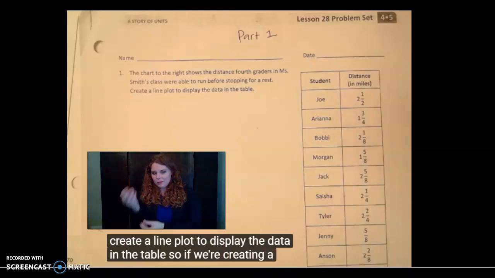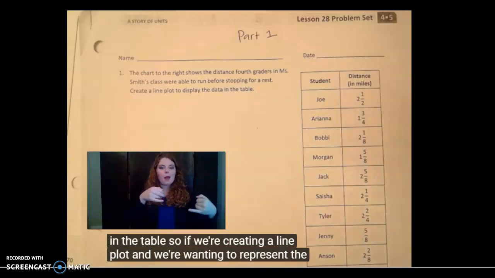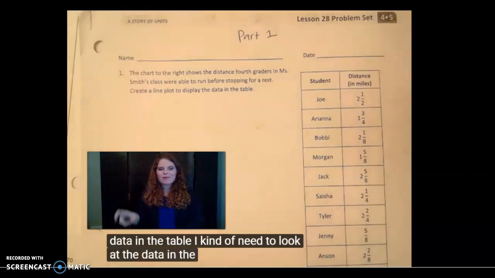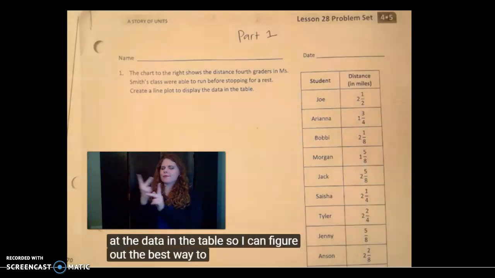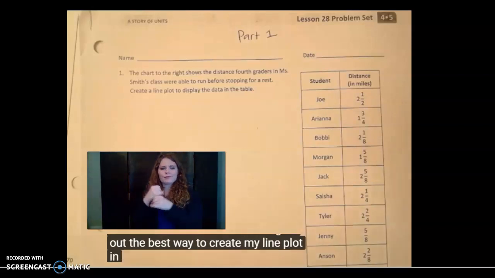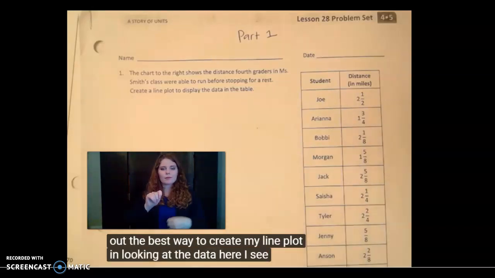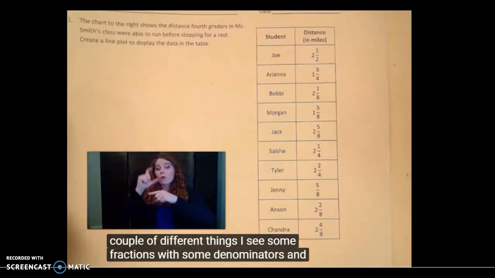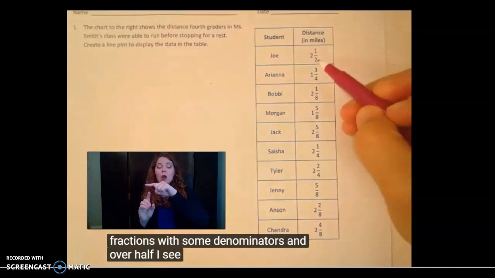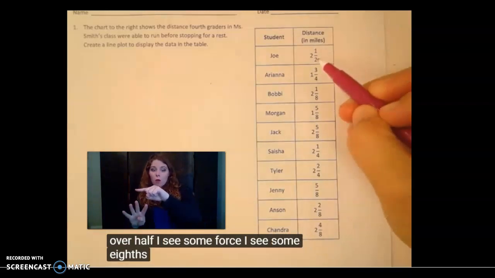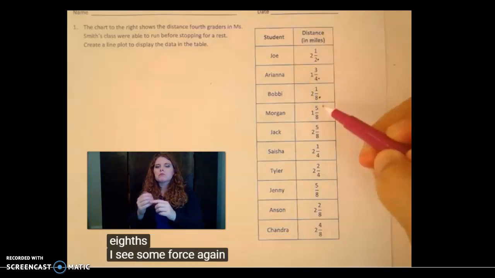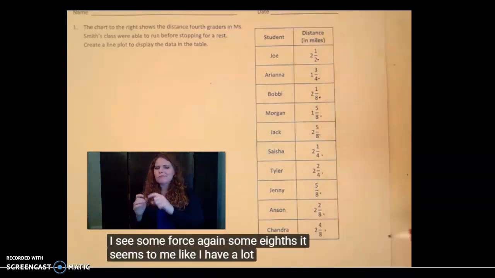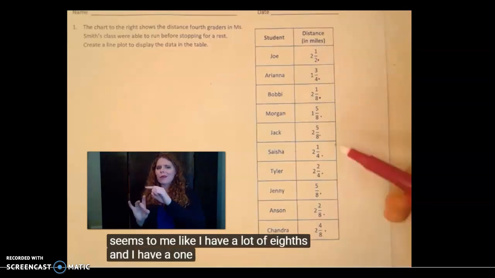So if we're creating a line plot and we're wanting to represent the data in the table, I need to look at the data in the table so I can figure out the best way to create my line plot. In looking at the data here, I see some fractions with denominators of halves, some fourths, some eighths, some fourths again, some eighths.